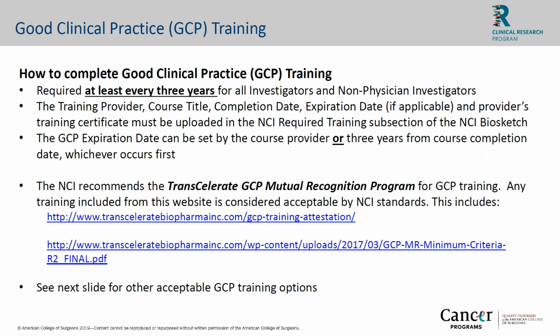Please note you are required to complete good clinical practice training every 3 years. This is for all investigators and non-physician investigators. The training provider, course title, completion date, expiration date, and the provider's training certificate must be uploaded in the NCI required training subsection of the NCI Biosketch. The GCP expiration date can be set by the course provider or 3 years from course completion date, whichever occurs first. The NCI recommends the Transcelerate GCP Mutual Recognition Program for GCP training. Any training from this website is considered acceptable by NCI standards.